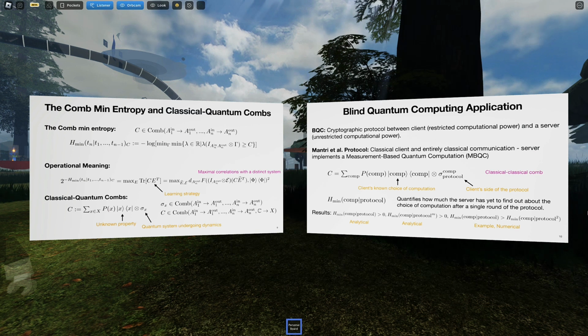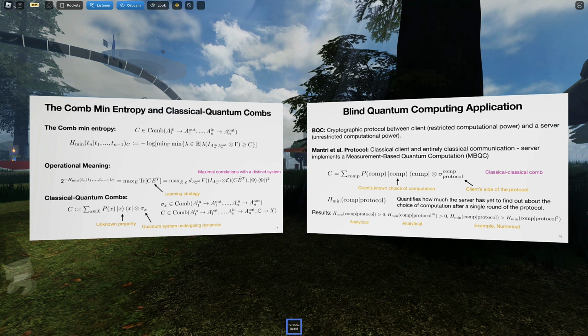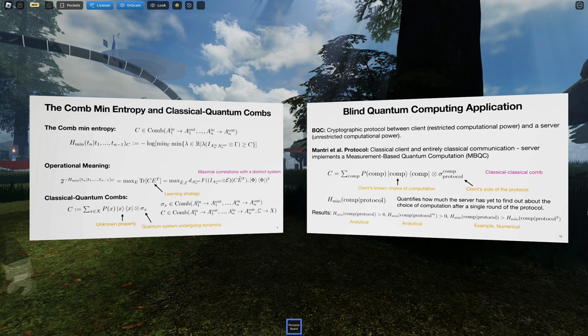So the project that I've been involved with is a little bit about the general theory of classical quantum combs and the min entropy, but mostly we focus on some applications. The first application I'll talk about is blind quantum computing, specifically one protocol for blind quantum computing. Maybe I should speak a little bit first about what blind quantum computing is.